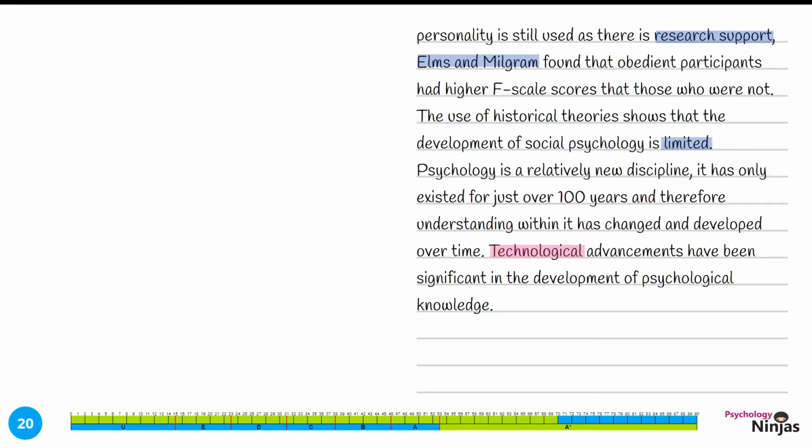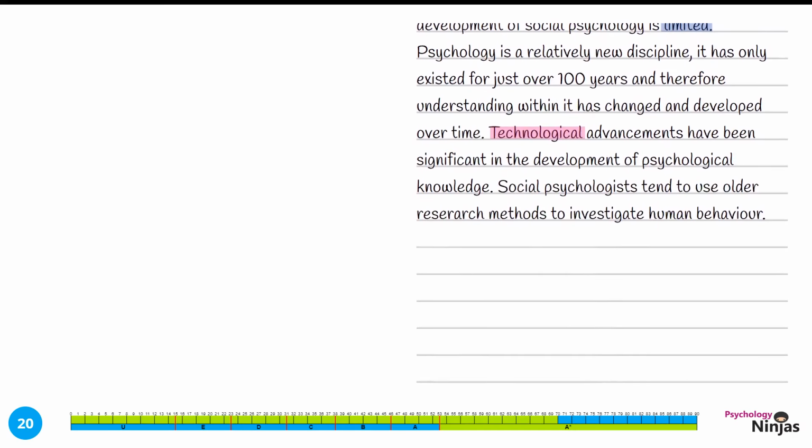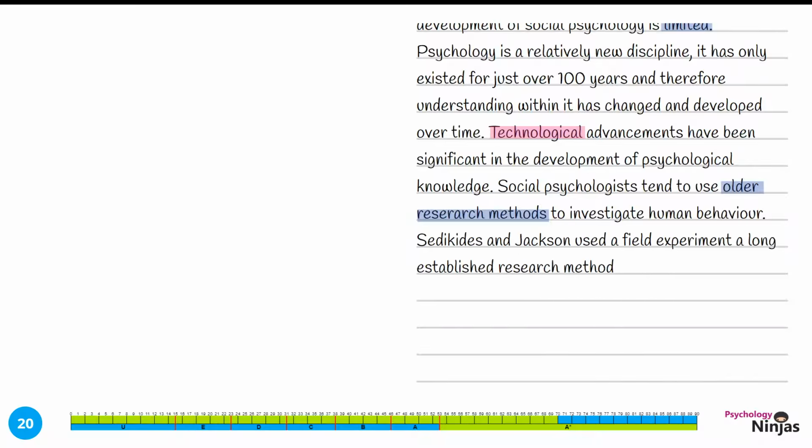This is more relevant to some other parts of psychology than social psychology, so our point here is going to be that it's more limited for this particular area of psychology. Social psychologists have tended to use older research methods to investigate human behaviour. Again, we're showing our understanding of the debate by talking about older research methods in relation to this particular area of psychology. We then want to explain some particular research methods that have been used in this area.